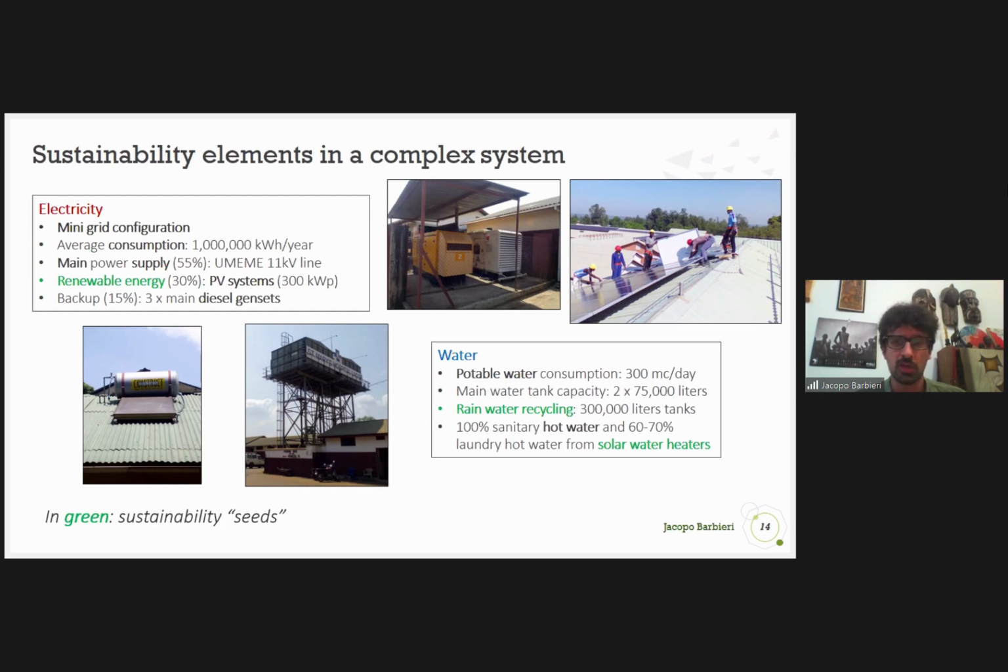About electricity, basically Lacor is a mini grid. It's connected to the main grid through an 11 kilovolt line, but also covers around 30% of its needs with electricity produced from solar panels, and this will increase during the years. And diesel generators are supposed to be only a backup. On the part of water, the whole system is managed by Lacor, including the boreholes. We extract around 300 cubic meters of water every day. And we try to reduce the consumption by using as much rainwater as possible. Also in terms of hot water needs, 100% of sanitary hot water and around 70% of hot water required by the laundry service is produced using solar systems.